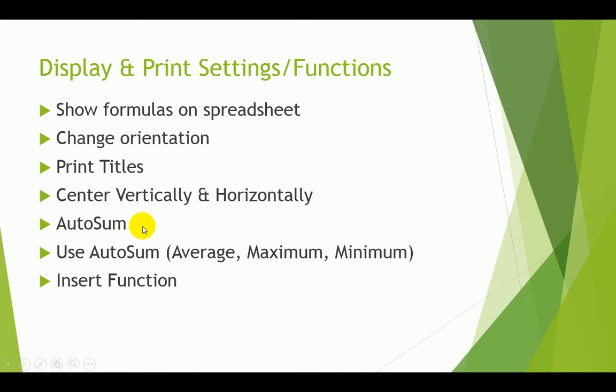In the second chapter, we're going to be dealing with Autosum. That's a review. We've talked about that before, but then we're going to introduce Autosum using average, maximum, and minimum, which are other functions on that Autosum. And then we're going to look at that insert function button itself and how I could insert any function into Excel.